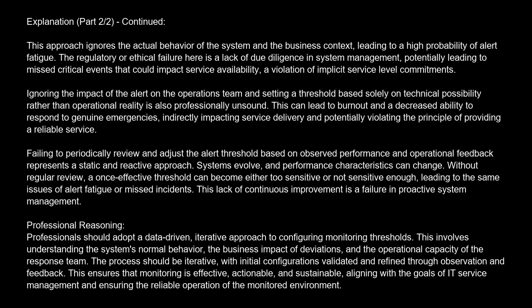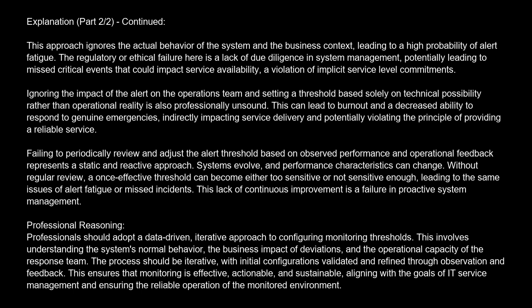Ignoring the impact of the alert on the operations team and setting a threshold based solely on technical possibility rather than operational reality is also professionally unsound. This can lead to burnout and a decreased ability to respond to genuine emergencies, indirectly impacting service delivery and potentially violating the principle of providing a reliable service.